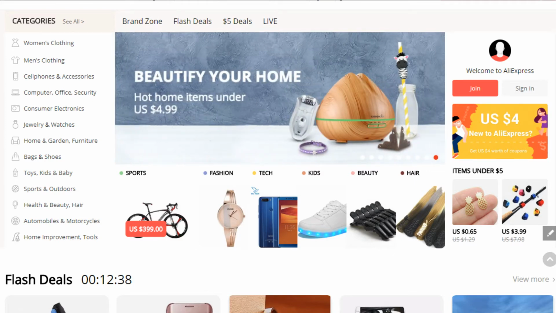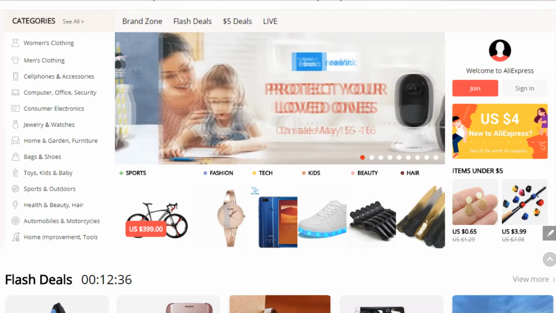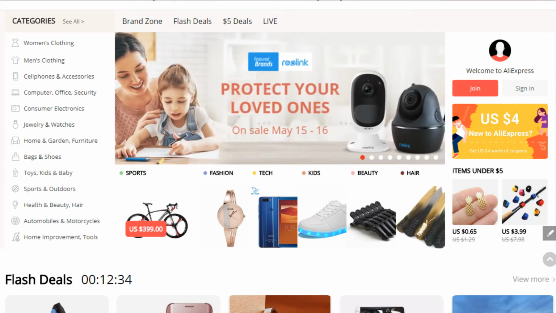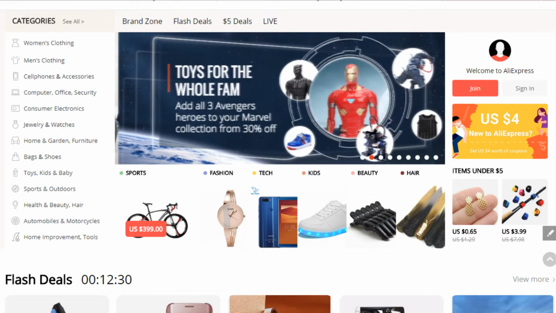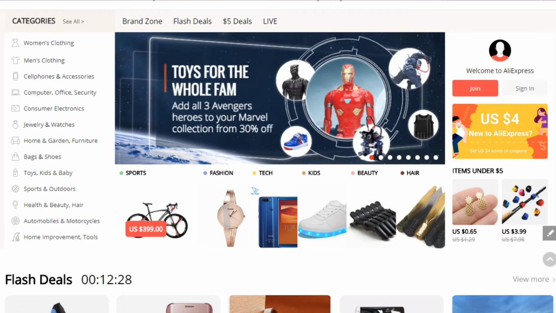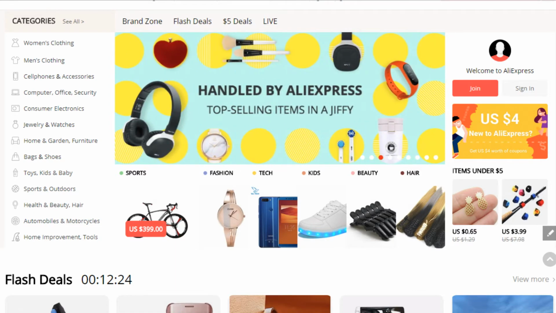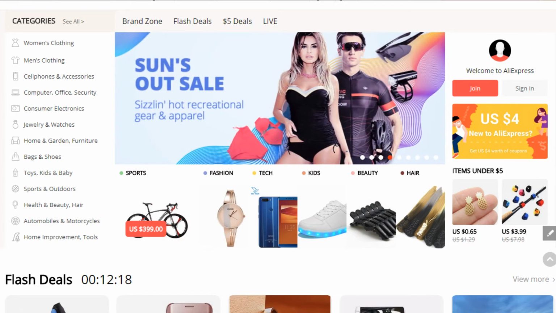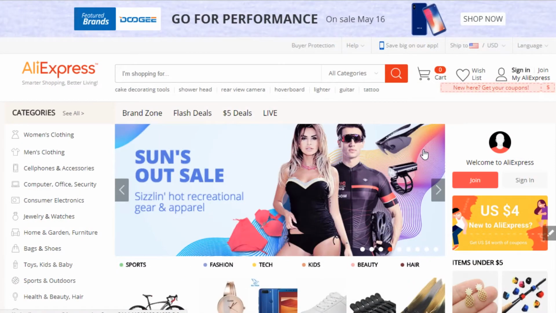So jumping straight into it, I don't want to ramble on too much, but today we're going to be talking about reverse engineering, what that entails, and really why you need to be reverse engineering your product sourcing method. The way that we're going to go about reverse engineering here today is, rather than jumping straight into Aliexpress like every other person tells you to do, we're actually going to take a step back and look at the audience first.